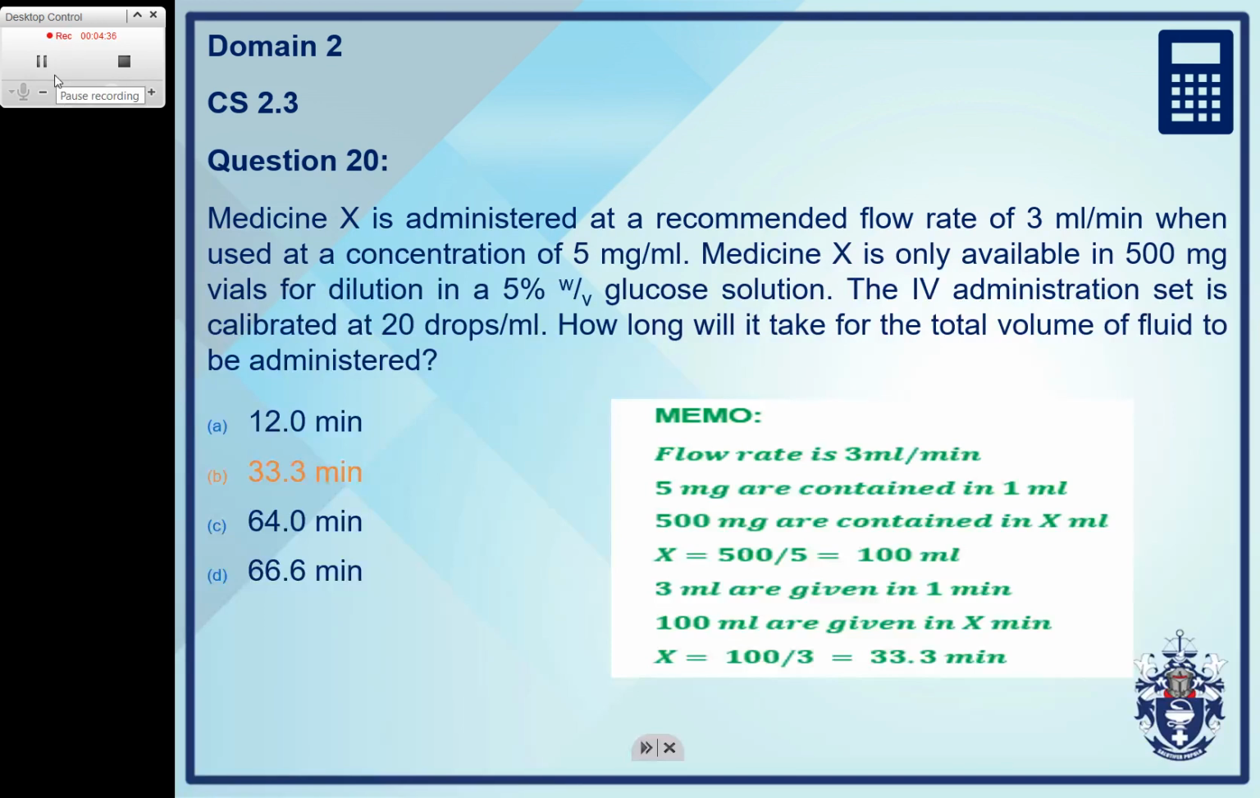If you then have it at the correct concentration of 5 milligrams per ml, this preparation can be administered at a flow rate of 3 milliliters per minute. So if you have to administer 3 milliliters in 1 minute, 100 ml will therefore be administered in how many minutes? And that will come down to 33.3 minutes to administer the total of 100 milliliters.